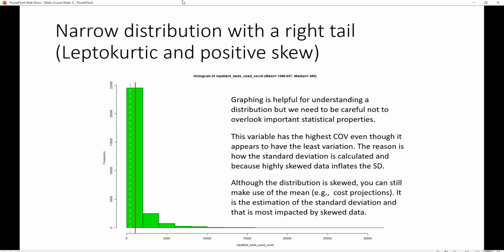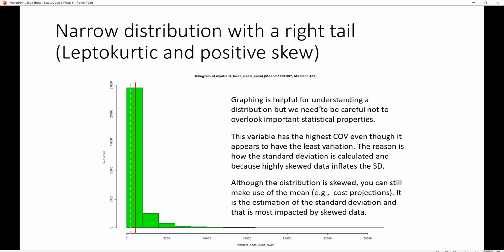In this slide, we have a narrow distribution with the right tail. It's leptokurtic and has a positive skew. You can barely see that the tail comes out, but it's coming out at least past the value of 15,000. I think if it's being printed in this graph, it's probably closer to 20 to 25,000. I just can't see it in this graph.